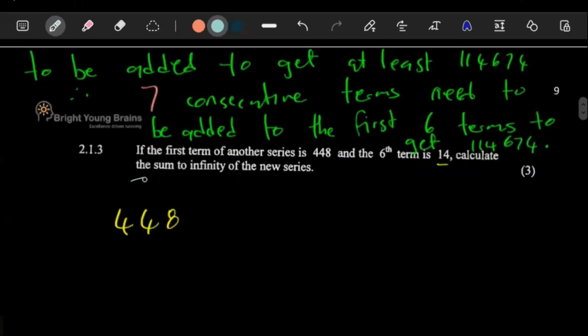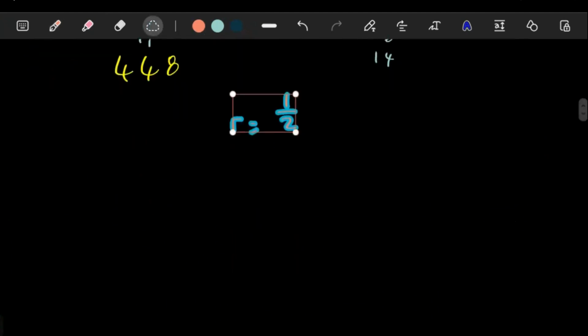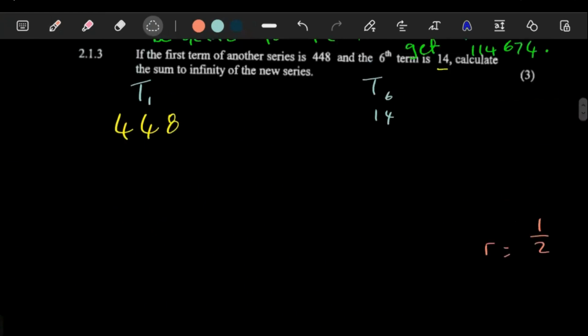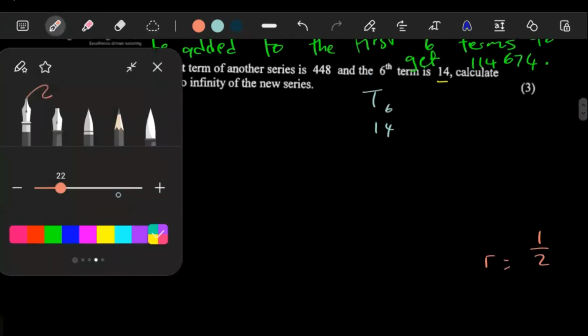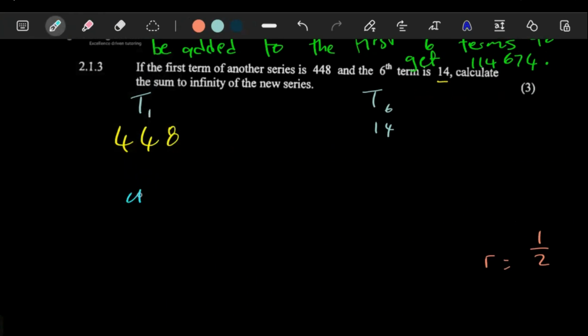So T1 is this value, T6 is 14. Automatically, it means that your value of r is just a half. That's the logic here, because you're just multiplying by half, dividing by 2, dividing by 2, dividing by 2. You can do the same thing that we did, but this is just a, and then you have a r to the power of 1, and then a r to the power of 2, going on and on until a r to the power of 6.